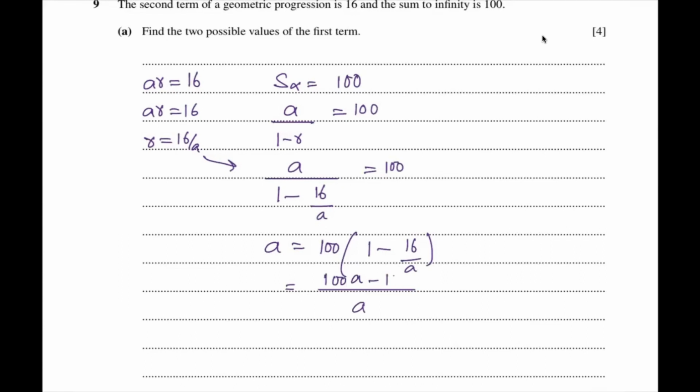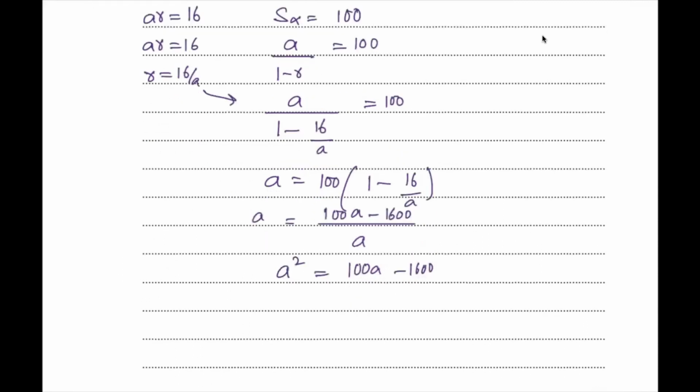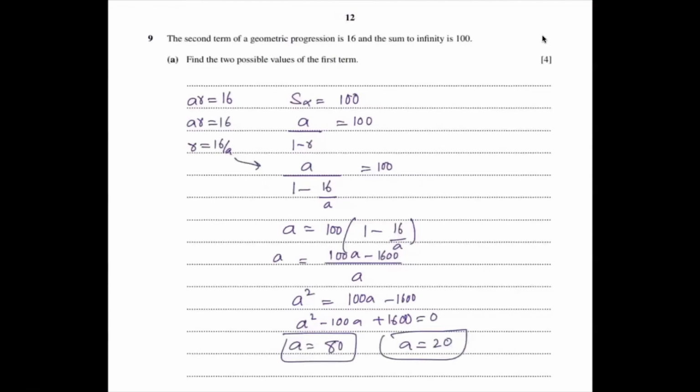You will have to solve this quadratic equation. So the A value comes out to be 80 and 20. That was the first part. The 2 possible values of A are 80 and 20.